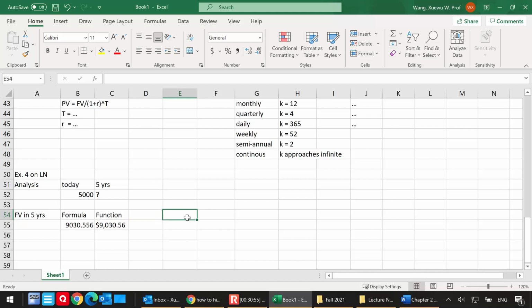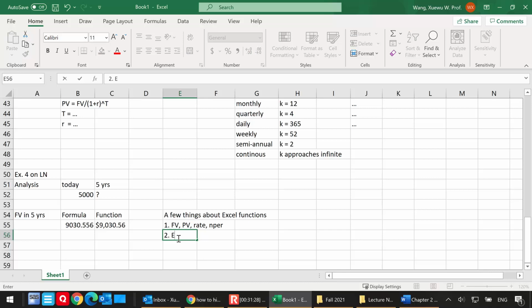A few things about Excel functions here. First of all, you have the future value function, present value function, rate function, and NPER function at this moment. We just used the future value function to calculate the future value. If you want to calculate the present value, you can use the present value function. If you want to calculate the interest rate, you use the rate function. If you want to calculate number of periods, you can use the NPER function.